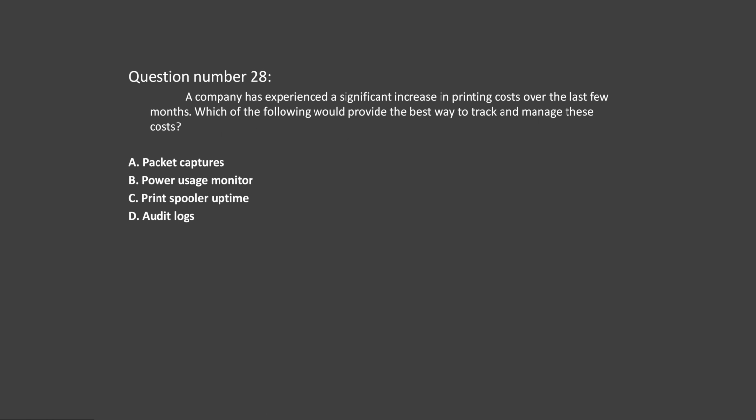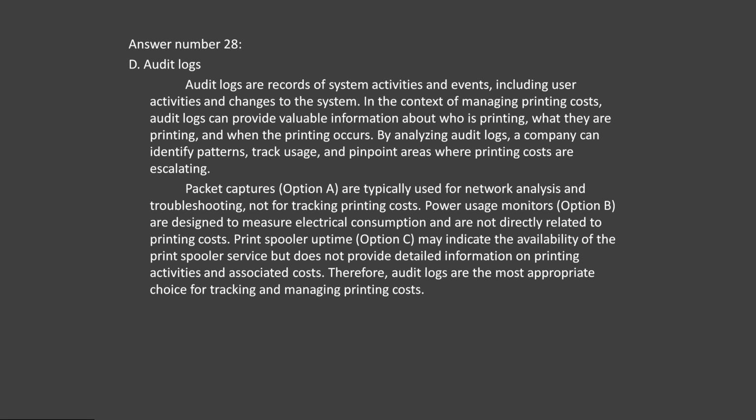Question number 28. A company has experienced a significant increase in printing costs over the last few months. Which of the following would provide the best way to track and manage these costs? Option A. Packet captures. Option B. Power usage monitor. Option C. Print spooler uptime. Option D. Audit logs. Answer number 28. Option D.